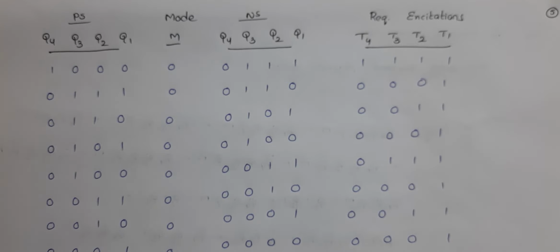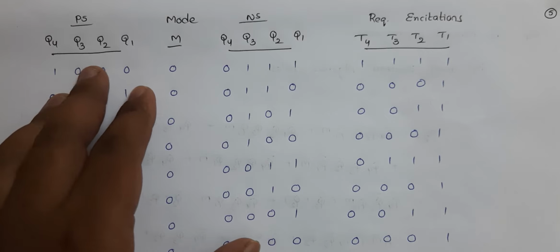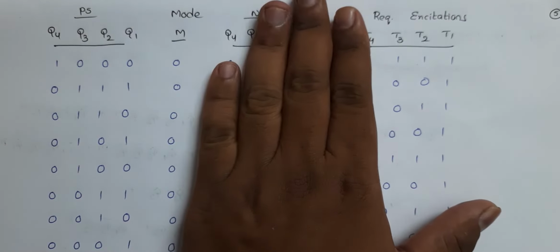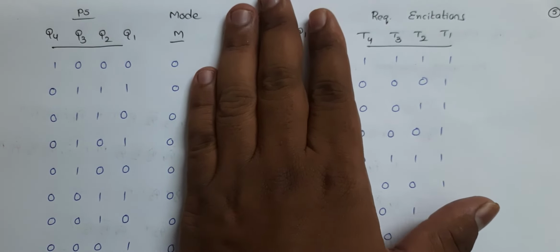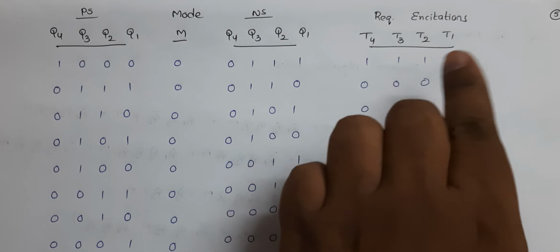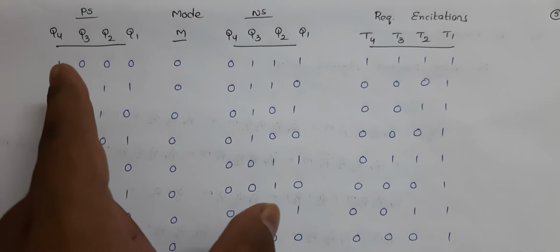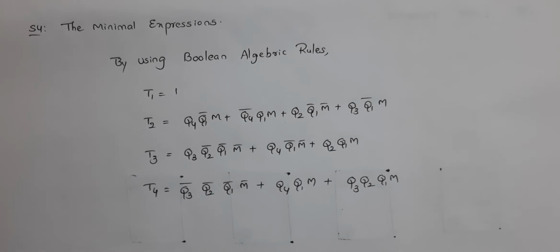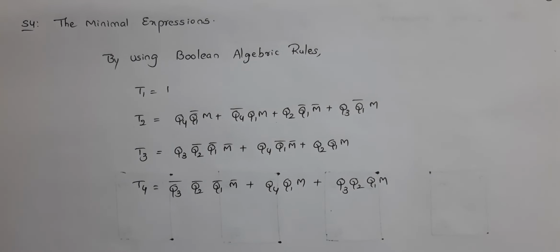Okay, so to obtain the required excitations for T4, T3, T2, T1, we should consider present state outputs Q4, Q3, Q2, Q1 along with the mode signal M. We should ignore the next state; we are not considering the next state outputs. For the corresponding T4, T3, T2 outputs, we consider present state outputs Q4, Q3, Q2, Q1 and the mode signal, using Boolean minimization and Boolean algebraic rules. Based on those rules, we can obtain the minimal expressions for T1, T2, T3, T4.